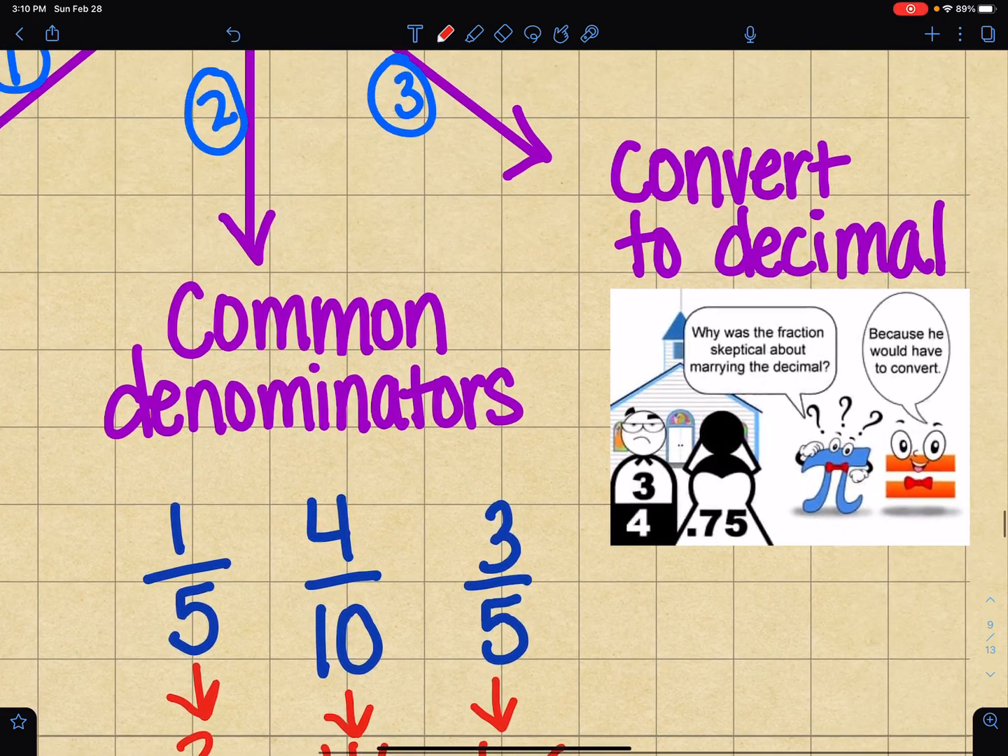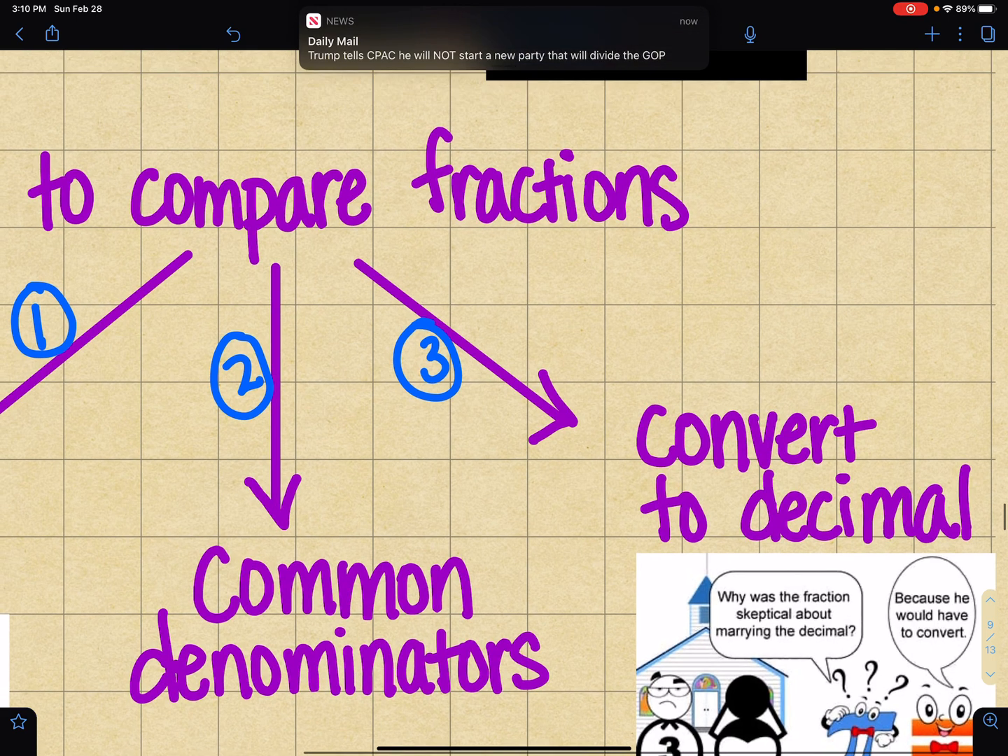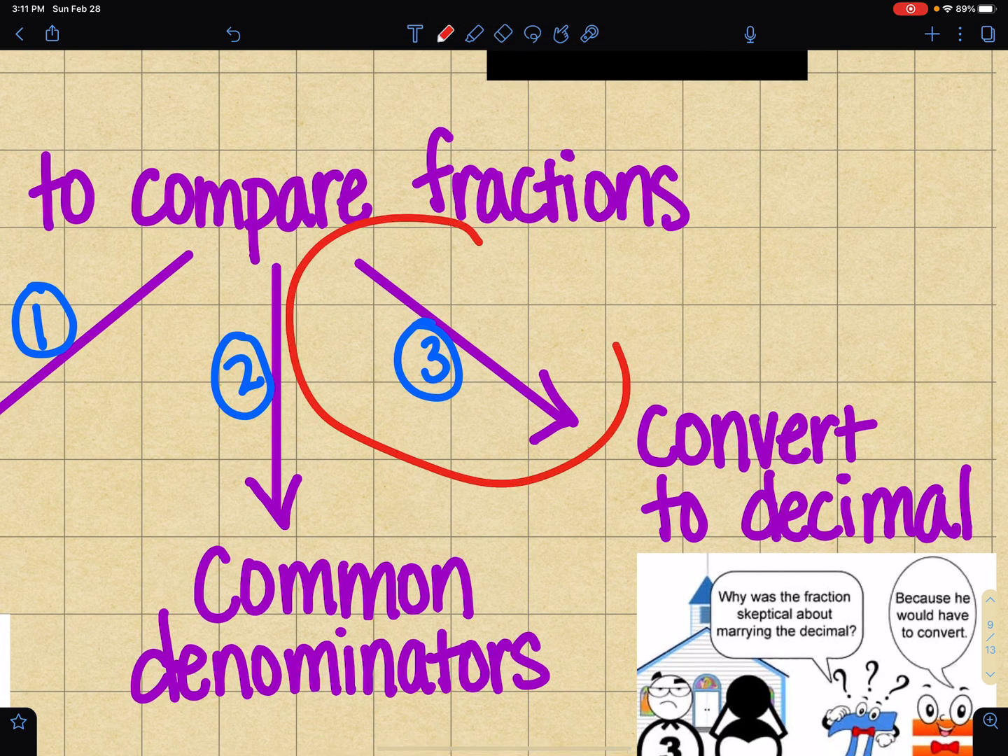Now we are going to find out the third way, the third awesome way to compare fractions, and that is to convert to a decimal.